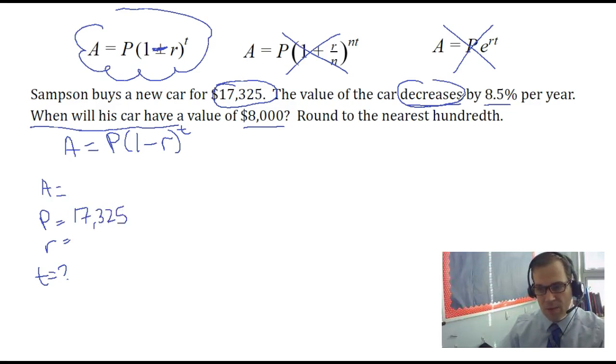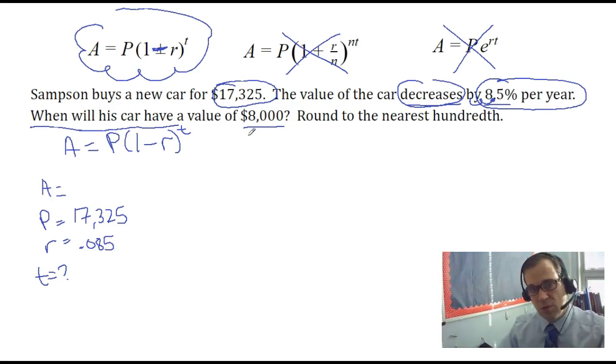The car decreases by this percentage every single year. So that as a decimal, take this decimal spot always 2 places to the left when converting a percent to a decimal. So 0.085 is my rate, and we want to know when the future amount will be $8,000. So this value for A is 8,000. And we'll take these different variables with the t being unknown into this equation.